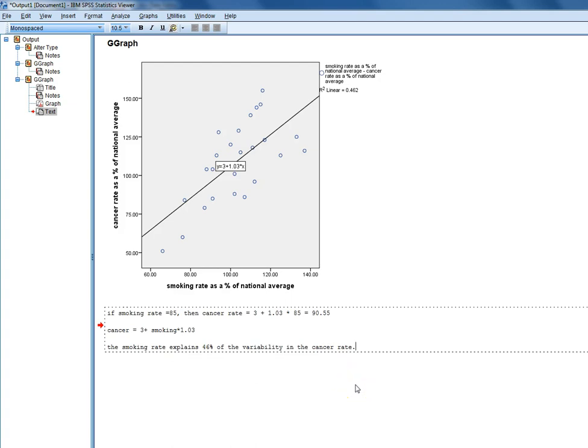If you want to find out what those other factors are, you'd have to move into something called multiple linear regression, which will be covered elsewhere.